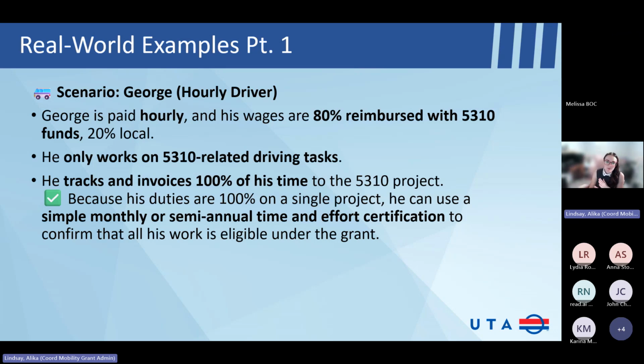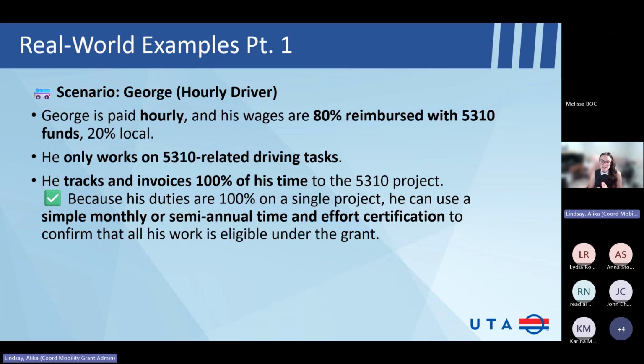So I'm going to give you some real world examples. The first one is 100% grant funded. Let's say George is an hourly driver. He's paid hourly. His wages are reimbursed 50% by the 5310 funds. I think I was thinking capital. He only works on 5310 related driving tasks. He tracks and invoices 100% of his time to the 5310 project, but only 50% is reimbursed.